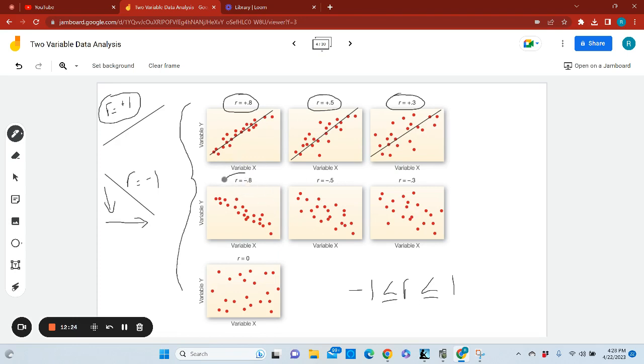Underneath are some examples of your negative correlations. They're of the same strengths as the ones in the top row, but they're just moving in the negative direction now. So this is a pretty strong downward sloping pattern, so the correlation is -0.8. All right, this middle one has a correlation of -0.5, and the last one has a correlation of -0.3. So you can see the relationship is getting a little bit weaker as I move from left to right.